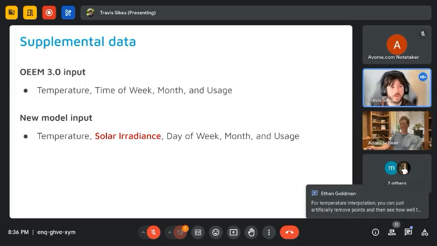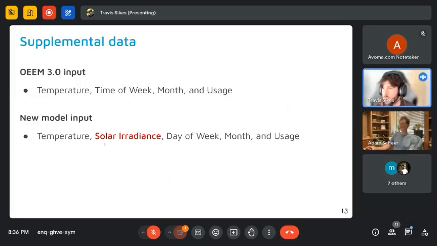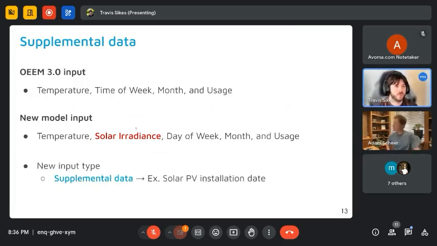And I would note here that we actually have two new models, one of which is a non-solar model and one of which is a solar model. For the non-solar model, it would have the same inputs as OpenEEmeter 3.0. We'll discuss that a little bit more, but basically, same framework as we currently have, just non-solar. Now, we also have the ability, as we briefly discussed last time, to have this new input type where we have supplemental data.